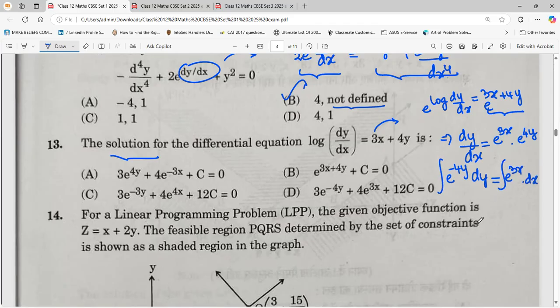If you integrate these two, you will get e power minus 4y divided by minus 4, that is equal to e power 3x divided by 3 plus c.